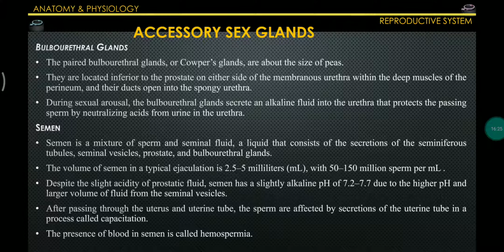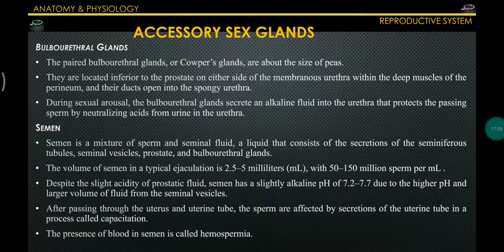And the bulbourethral glands are also called Cowper's glands, which are present at the base of the penis, around the spongy urethra, and they help during sexual arousal. They secrete an alkaline fluid which lubricates the penis and also neutralizes the acids present in the urine, so that healthy sperm will come out of the body. The pH of the urine will not affect the sperm cells.